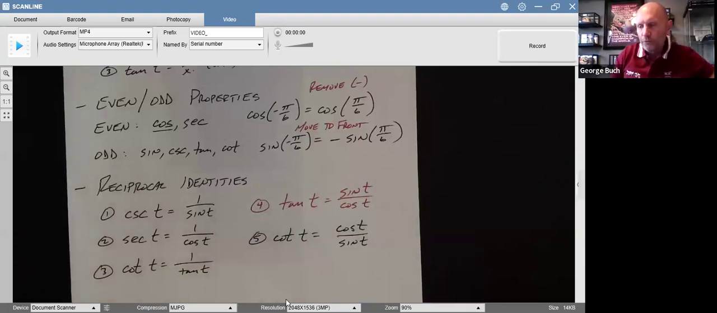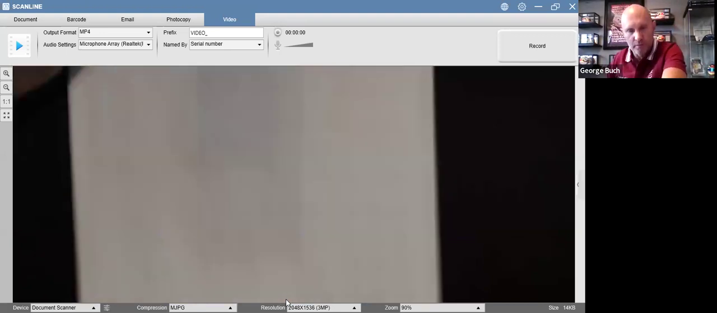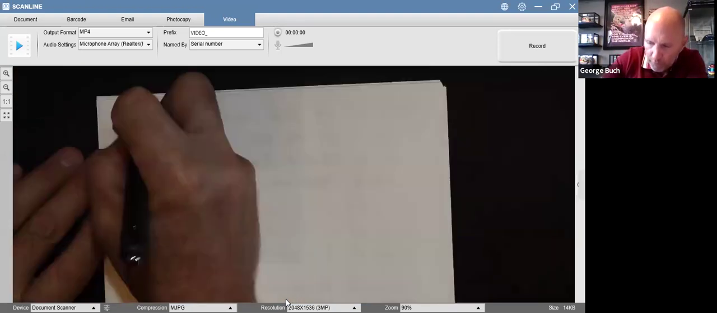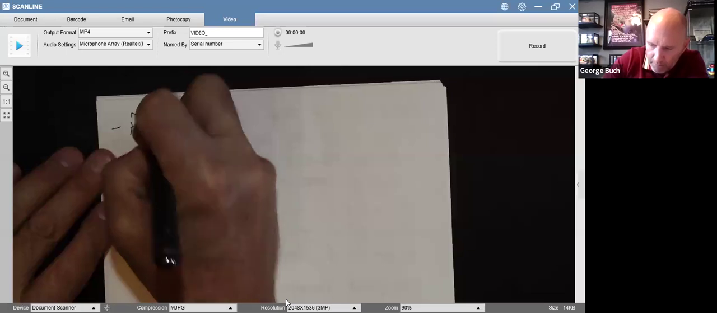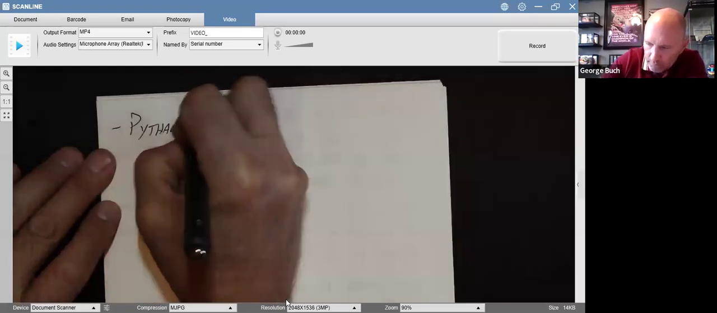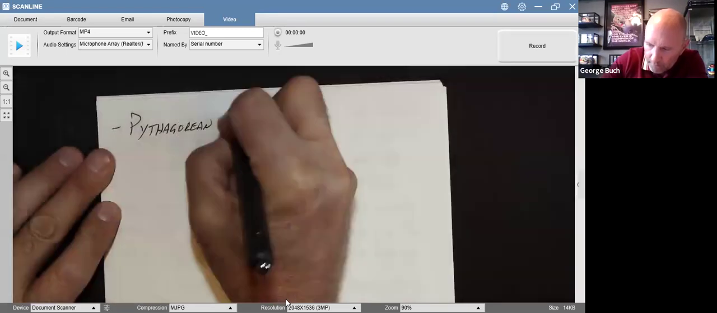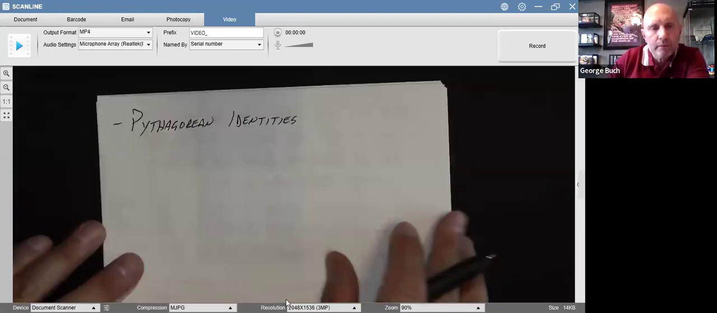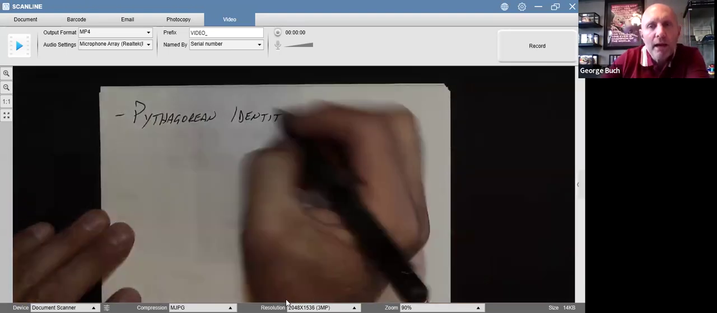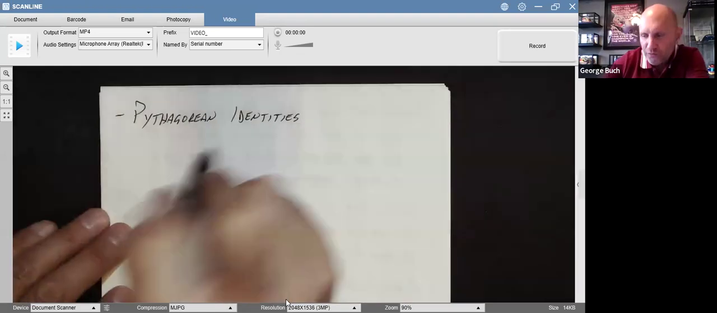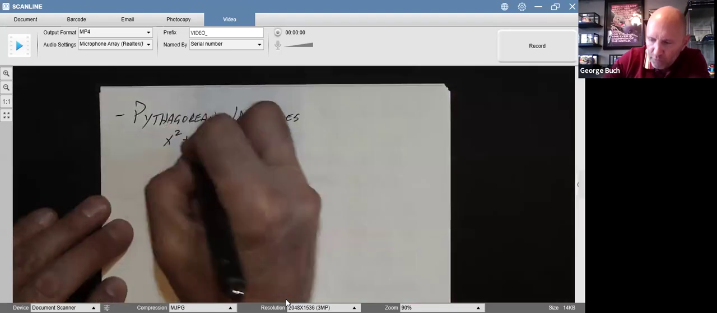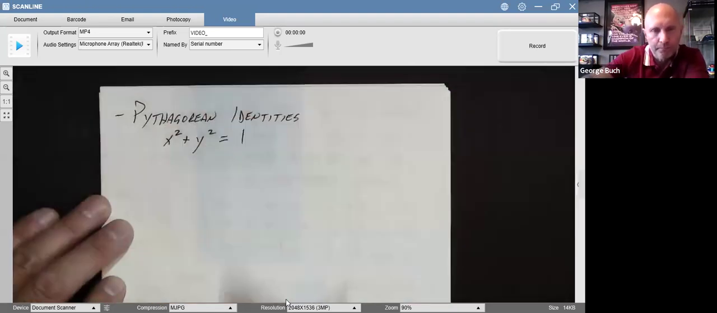All right. So those are some of our properties, some of our identities. Now the big one. We have what's called the Pythagorean identities. So remember back, what was our basic equation for the unit circle? It was x squared plus y squared is 1.